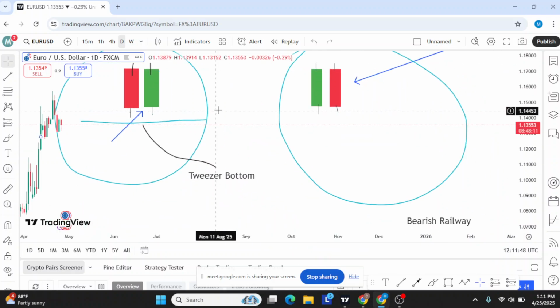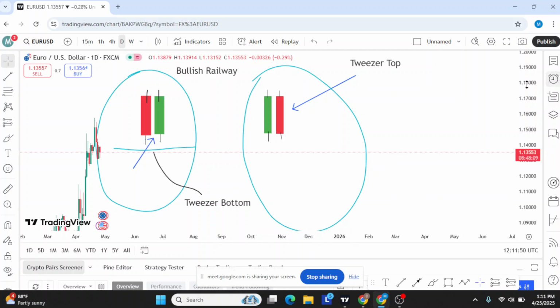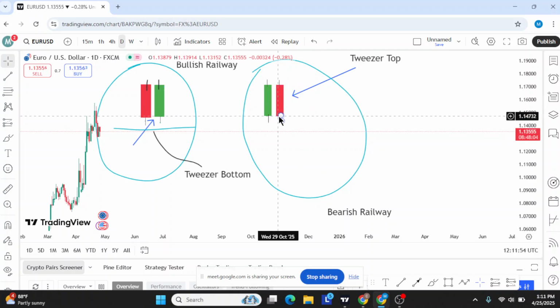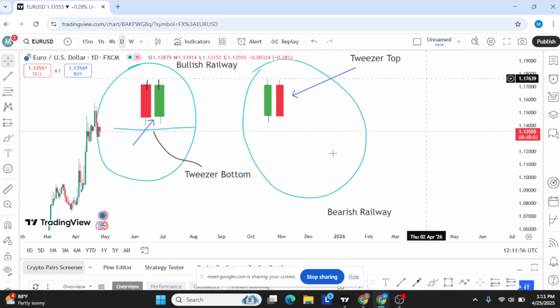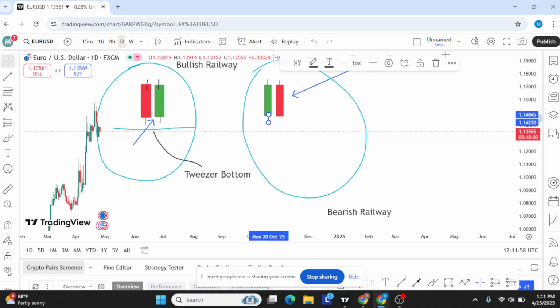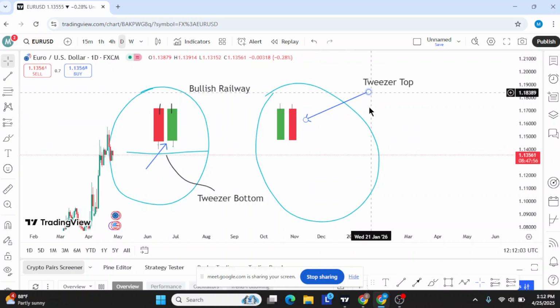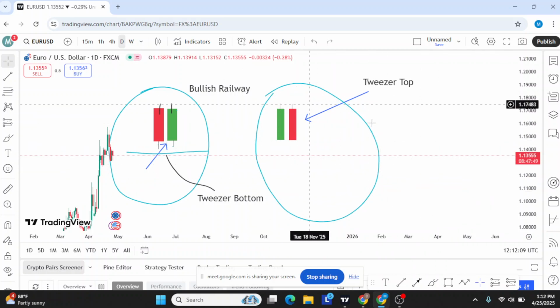Likewise, the bearish railway and the tweezer top. You can see with the formation of the tweezer top, you don't want to see wicks below. These are just slight differences. With the tweezer top, you don't want to see wicks below. So with this kind of formation, you can say this is a tweezer top.